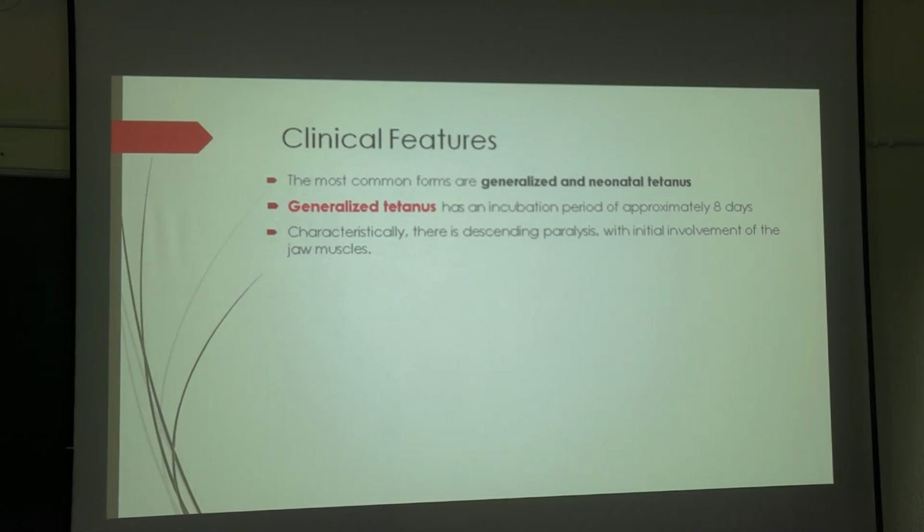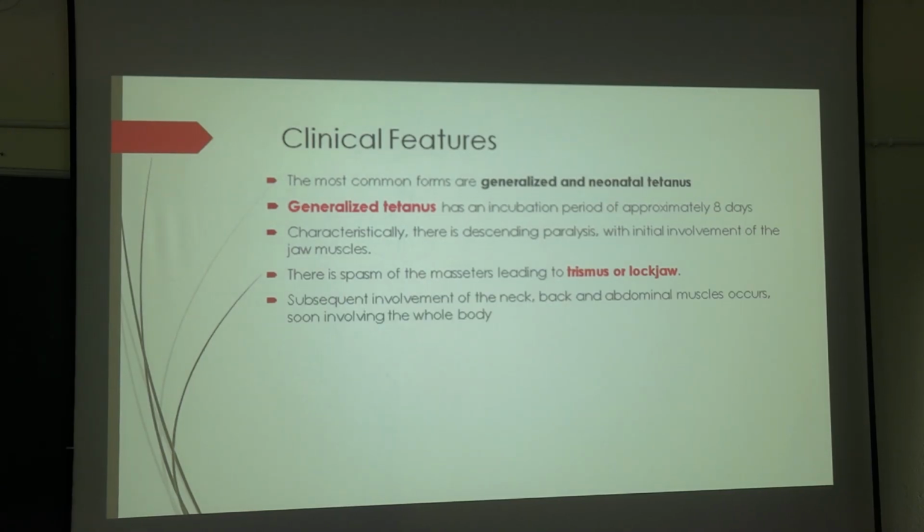Jaw muscles means the masseter. First of all, there is spasm of the masseter. The moment there is spasm of the masseter, the jaw becomes locked. So the characteristic locked jaw is seen in tetanus. Spasm of the masseter leads to trismus or locked jaw. Then once lockjaw happens, the patient cannot eat. Subsequent involvement of the neck, back and abdominal muscles occurs, soon involving the whole body.